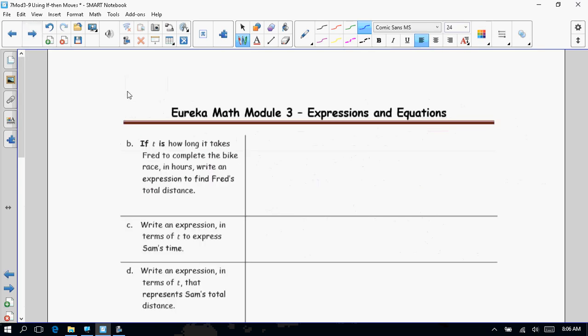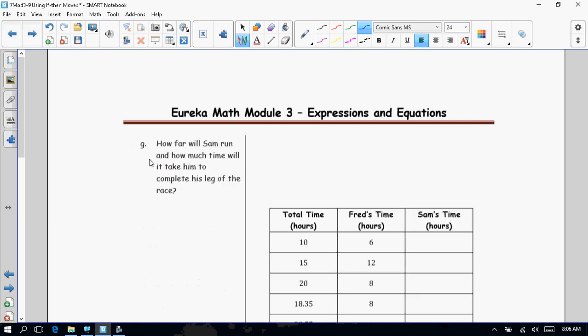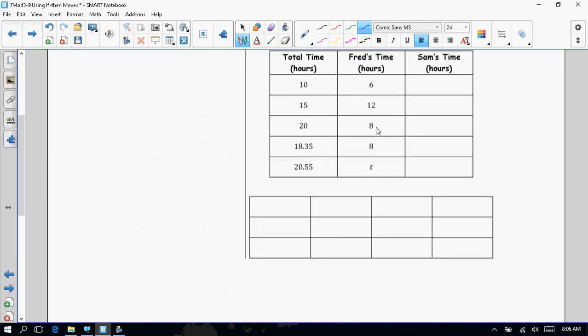If T is how long it takes Fred to complete the bike race in hours, write an expression to find Fred's total distance. Well, what I want to do is go across the page. You'll see 2 tables across the page. Go over one more page. You see these tables here? I'm not going to worry about this top one. I want to figure out this bottom one down here.